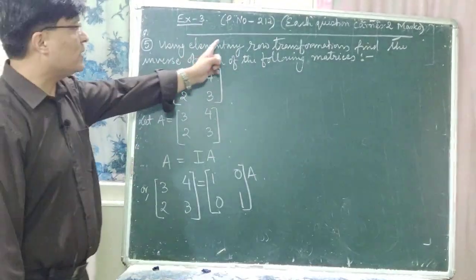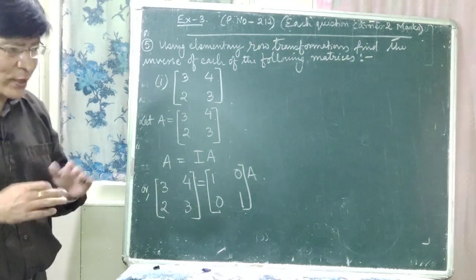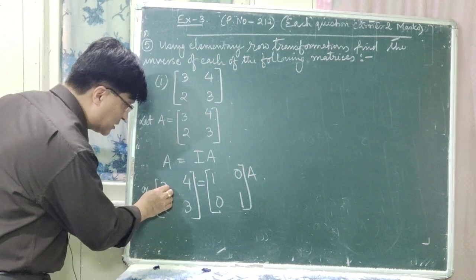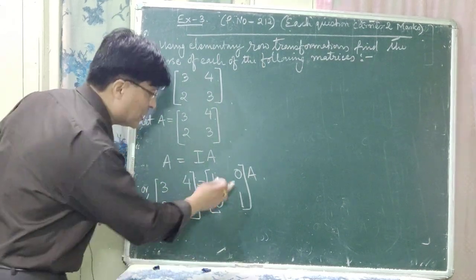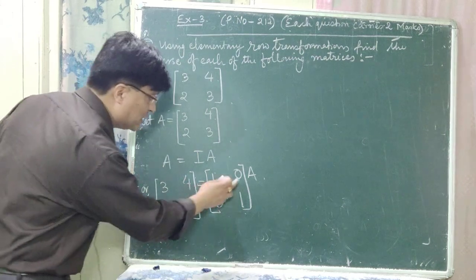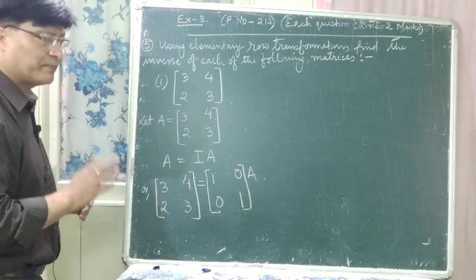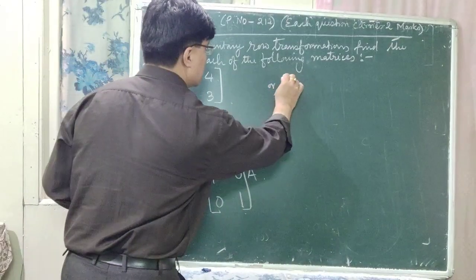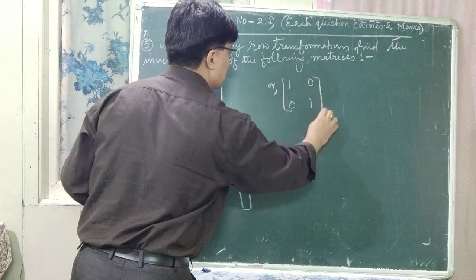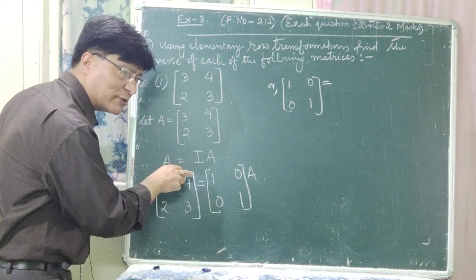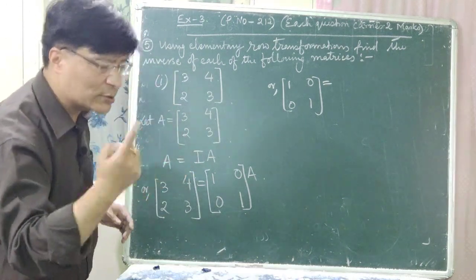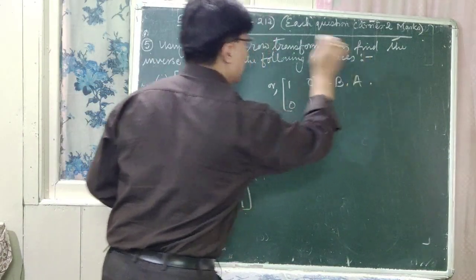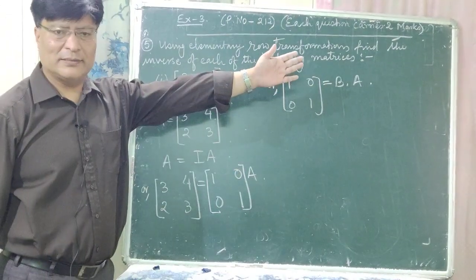Now in this case, using elementary row transformation, you have to change this matrix A, that is 3, 4, 2, 3, into the identity matrix. If you change this 3, 4, 2, 3 into the identity matrix, this matrix will also change. Suppose it becomes 1, 0, 0, 1, and using elementary row transformation, or properties in terms of rows, you change this 1, 0, 0, 1 into a matrix B, then this will be A. A remains the same here. Is that clear?